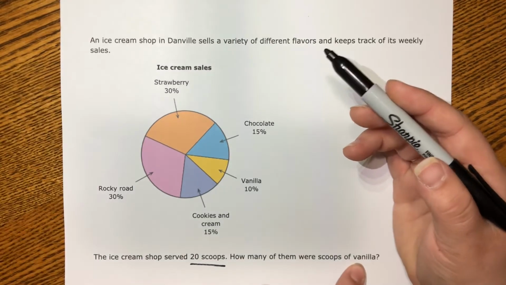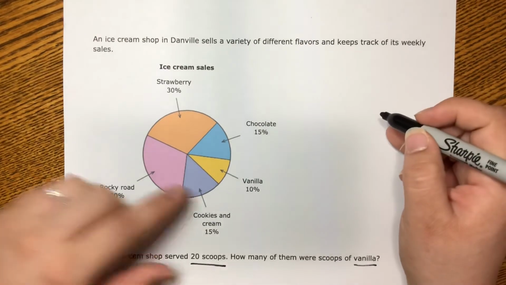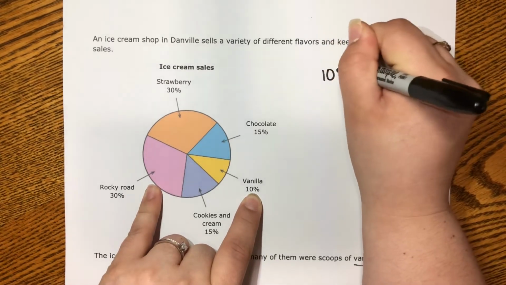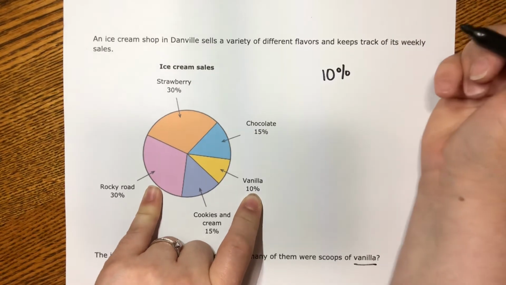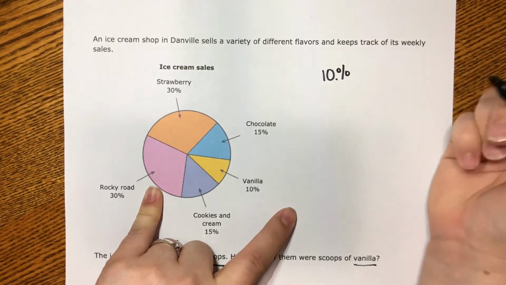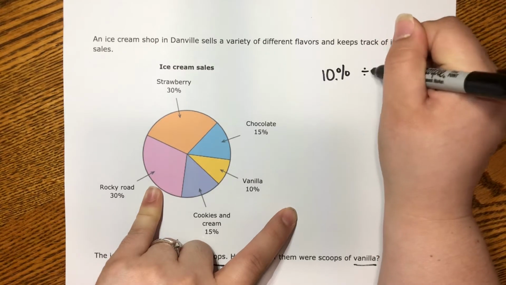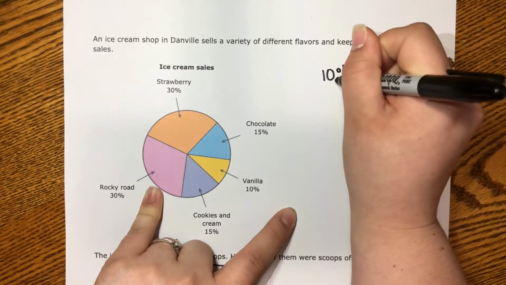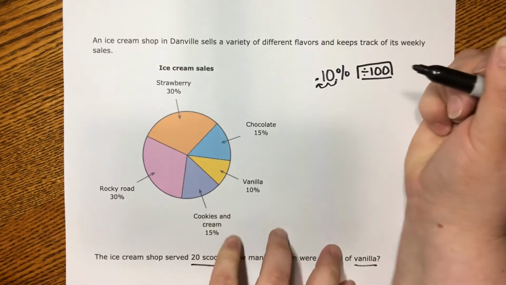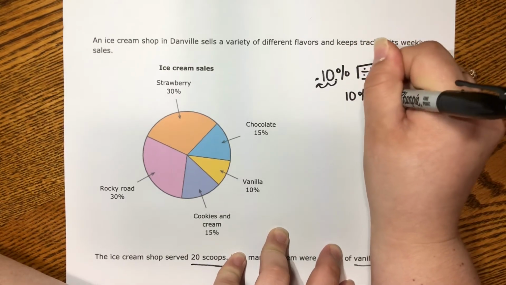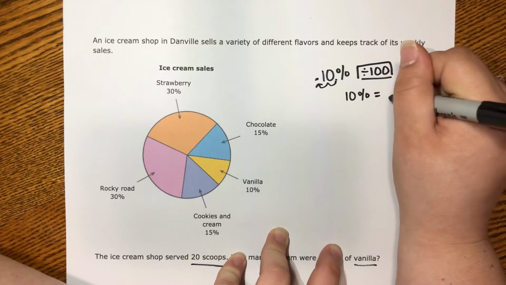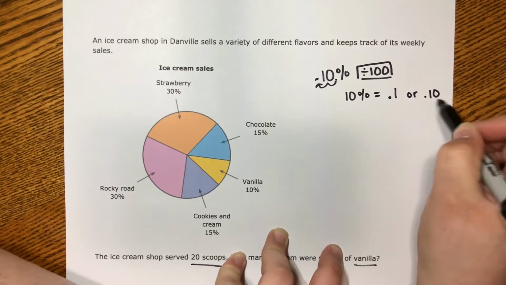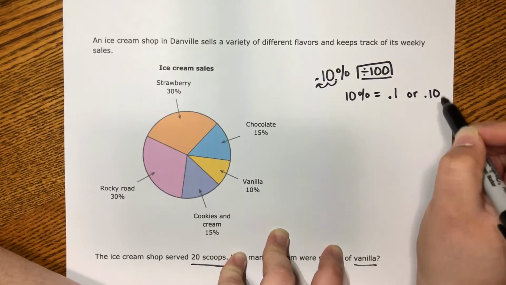Since we're talking about vanilla, we will do vanilla first. Vanilla is 10%. First you have to write 10% as a decimal. The decimal exists at the end of a whole number, and then what we're doing is dividing by 100. The way that we divide by 100 is just by moving the decimal 2 places to the left. So 10% is equal to 0.1 or 0.10. So 1/10 or 10/100. Remember that these are the same thing. The 0 is not significant.